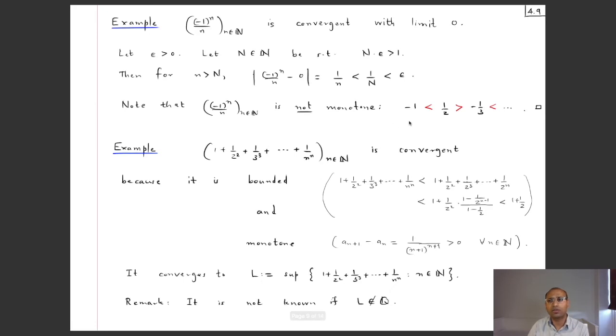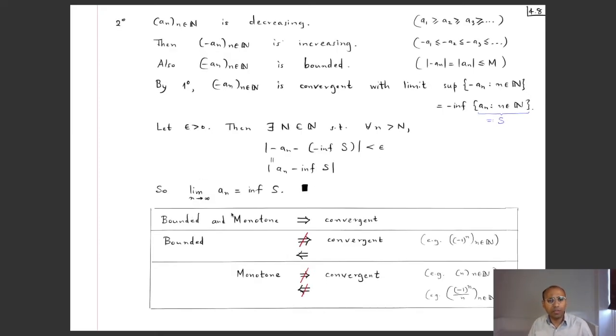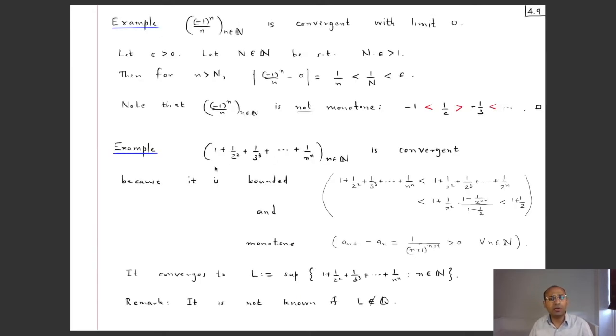Yeah, recall that it is not monotone because it's not decreasing, since the second term is actually bigger, and it's not increasing because the third term is actually smaller. Let me give you one example of the theorem that we just learned, namely bounded and monotone implies convergent, to deduce the convergence of this sequence whose nth term is given by this partial sum: 1 plus 1 by 2 square plus 1 by 3 cube plus ... plus 1 by n to the power n.